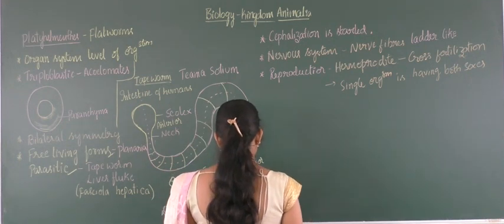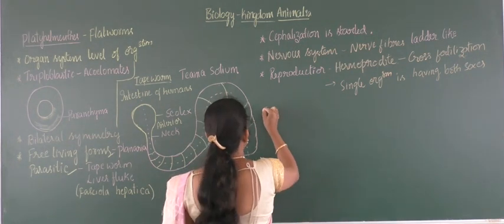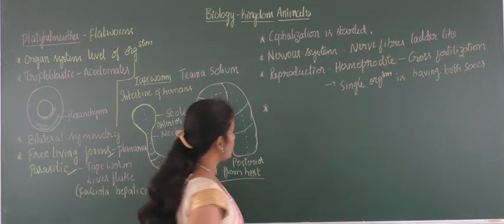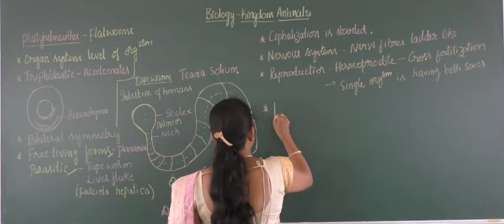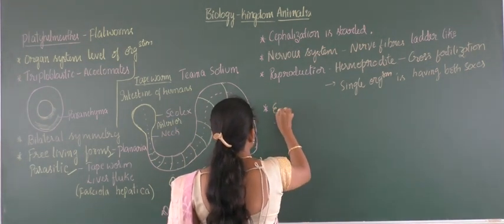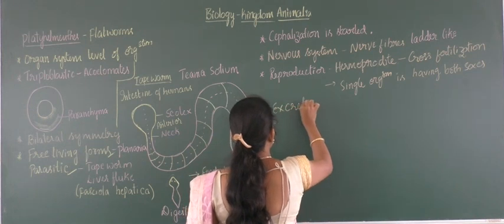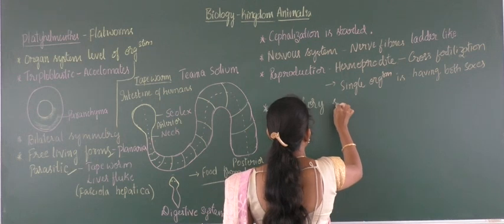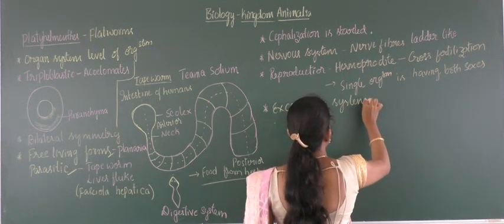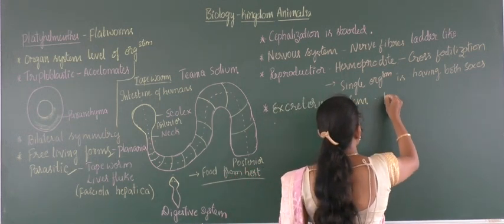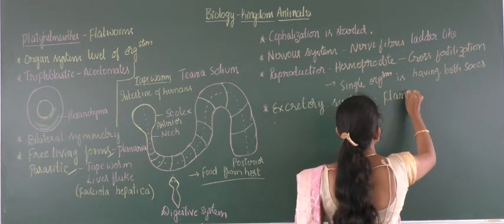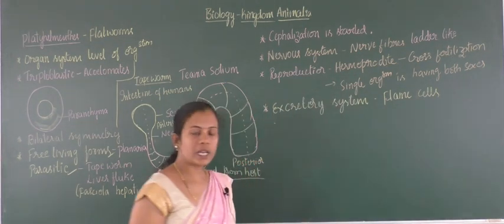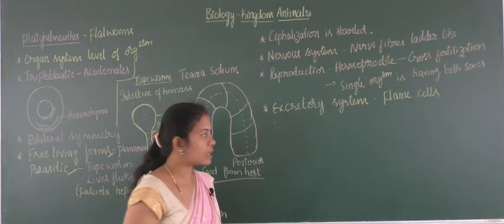And one special property in case of Platyhelminthes is the presence of the excretory system. Here it is starting with a new type of excretory system, which is formed by the presence of a special type of cells called flame cells. And these flame cells help in excretion.